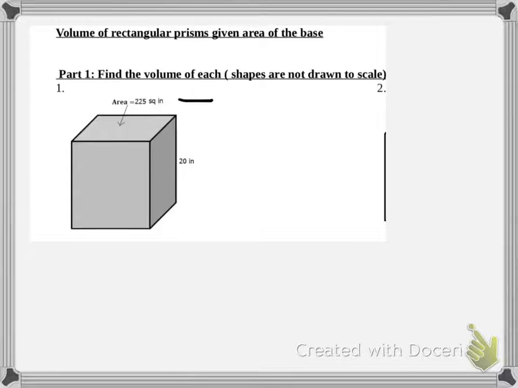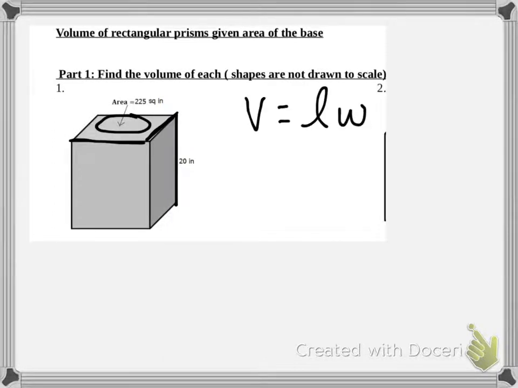All right, so what does that mean? That means we've already multiplied the length and the width together to give us this area. And we have the height here that's given to us on the side. So when I come up with my formula here, length times width times height, we're already told that the length times the width is 225 square inches. Right? Now we're going to multiply that with the height of 20 inches, and that would give us the volume.